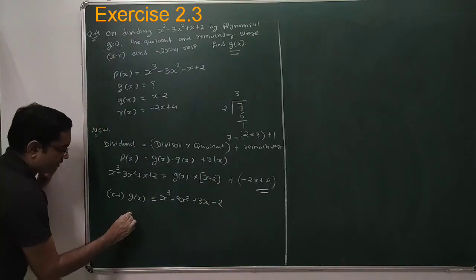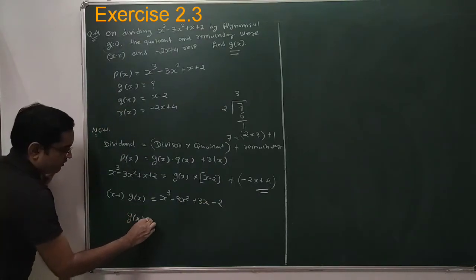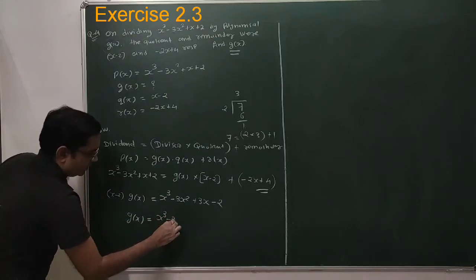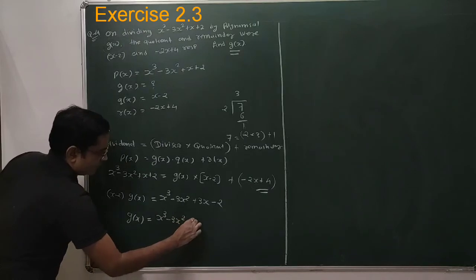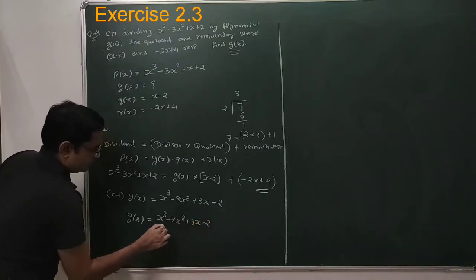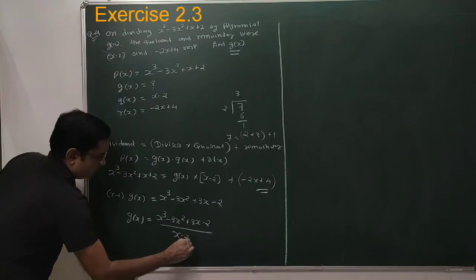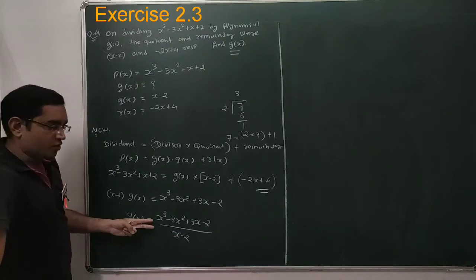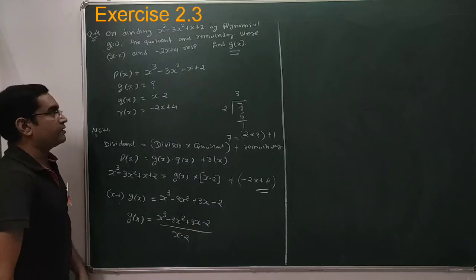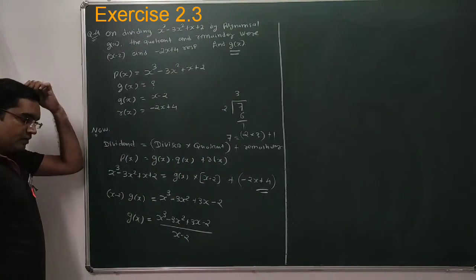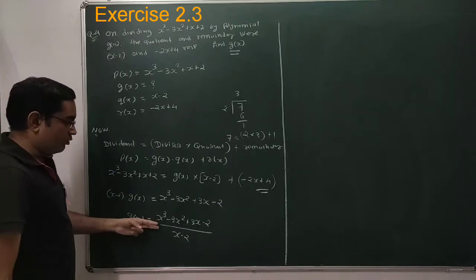Yeah? So what is our g of x? So g of x is nothing but this polynomial x cube minus 3x square plus 3x minus 2 divided by this polynomial x minus 2. So division of these two polynomials will give us g of x. What is g of x? Is our answer. Done? So here you have to perform the division of these two polynomials.